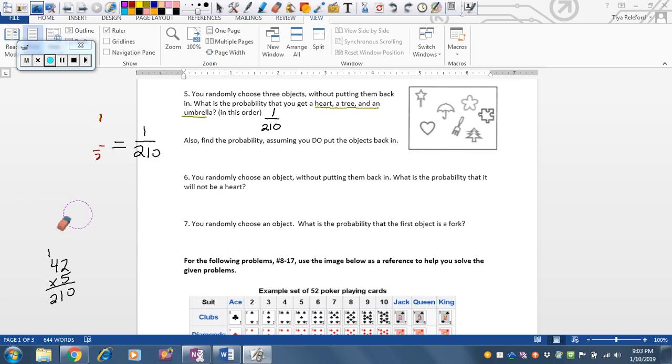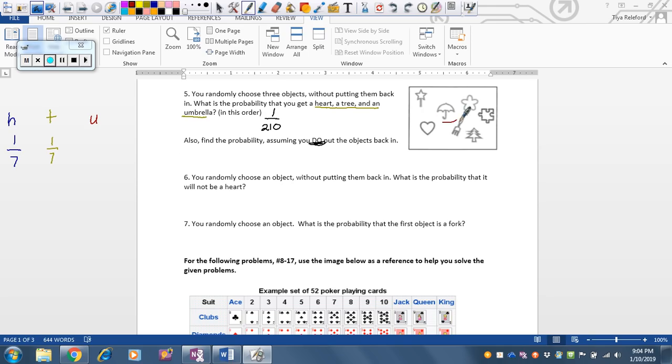Now, the second part of number 5 says, what happens if you do put the objects back in? Find the probability assuming you do put the objects back in. So, I still want a heart, a tree, and an umbrella. So, what's the probability I get a heart? 1 out of 7, right? And then I put the heart back in. So I'm not scribbling the heart out, it's still there. Then I'm going to draw a tree. What's the probability of drawing a tree? 1 out of 7. 1, 2, 3, 4, 5, 6, 7. Because I put that heart back. And then I put the tree back in, it's still there.